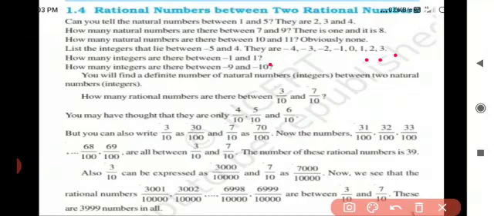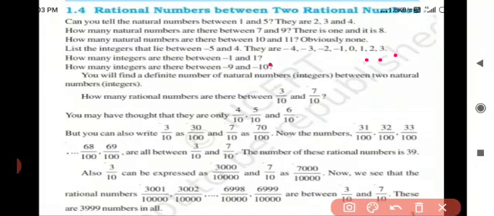We will find a definite number of natural numbers between two natural numbers. How many rational numbers are there between 3 by 10 and 7 by 10? You may have thought that they are only 4 by 10, 5 by 10, 6 by 10. That's wrong. But you can also write 3 by 10 as 30 by 100.